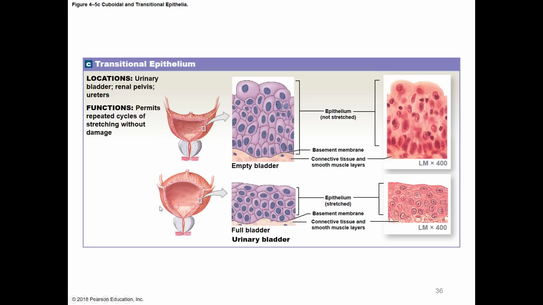This is a full bladder, and when the bladder fills, it stretches. So you can see that the transitional epithelia has kind of thinned out because it's being stretched. So again, transitional epithelia can stretch without tearing, and it's its own little category.